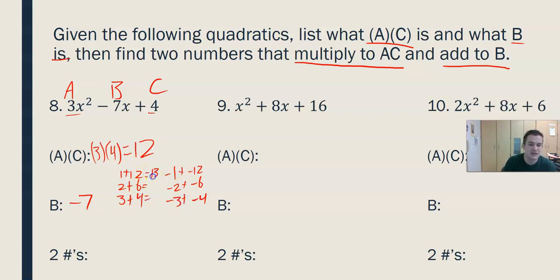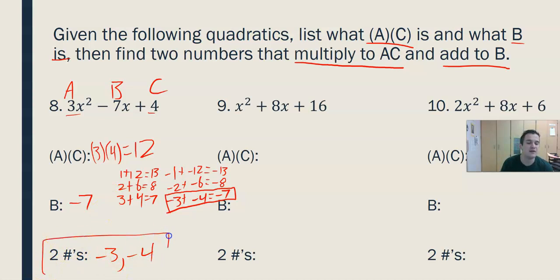So here I get 13, 8, 7. Here I get -13, -8, and -7. So the two numbers that multiply to make 12 and add up to -7 are -3 and -4. See that? And you can test it. -3 times -4 is indeed a positive 12, and -3 plus -4 is indeed -7.